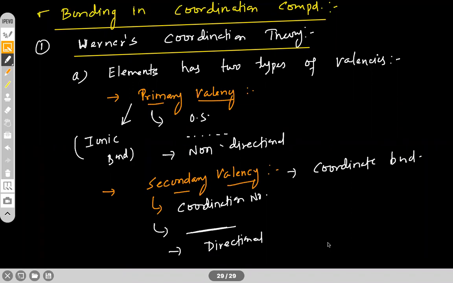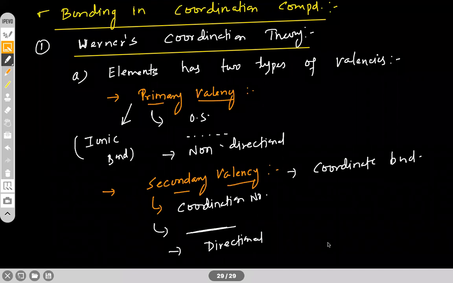Sir, you said that primary valencies are satisfied only by negative ions, no, sir? Yes, right. Sir, but then in complexes like K4[Fe(CN)6], potassium, which is a positive ion, is satisfying the primary valency, no, sir? No, it's not like that. I'll take one example in a few minutes. Okay, sir.